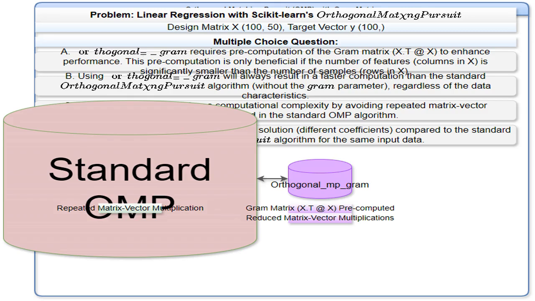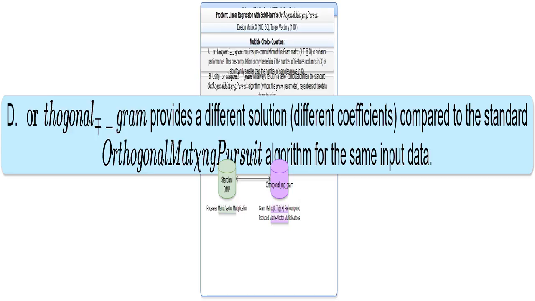The standard orthogonal matching pursuit, OMP, algorithm is a greedy method for finding a sparse representation of data. Think of it as iteratively picking the most important features to explain the data. In standard OMP, the algorithm involves many repeated matrix vector multiplications. These are computationally expensive, especially with large matrices. The GRAM matrix approach helps avoid this.